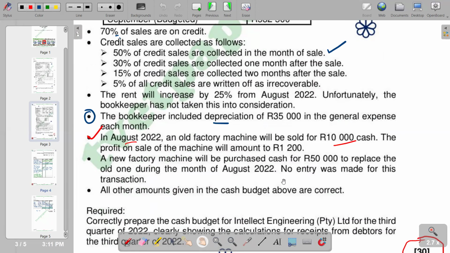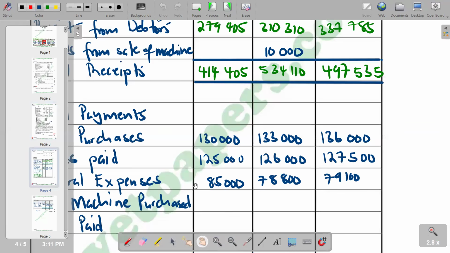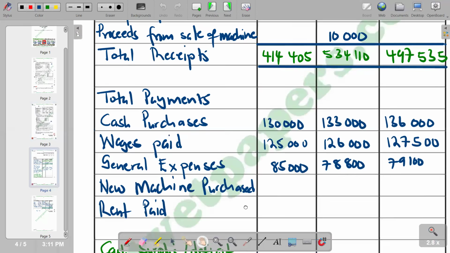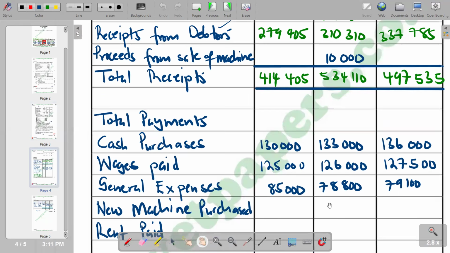So we're going to only enter it in the August month, since that's when it transfers. So we go to August and put 50,000. So we see that we have got 50,000 in this month for machine purchased, which is our August.